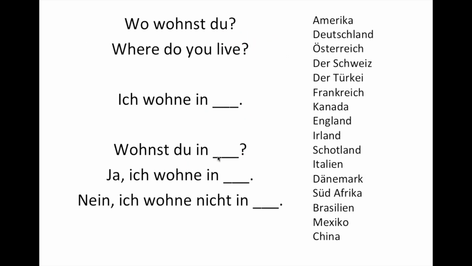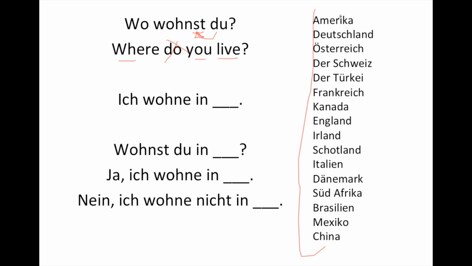Our next question is wo wohnst du? Same format. Question word, verb, and then subject. Again, we see that the du is triggering us to have an st ending on our verb. Where live you, or where do you live? So you'll notice we don't have this do going on in German. We just have 3 words. Question word, verb, and then subject. Where live you? Ich wohne in, we have this list of countries that could be the answer.